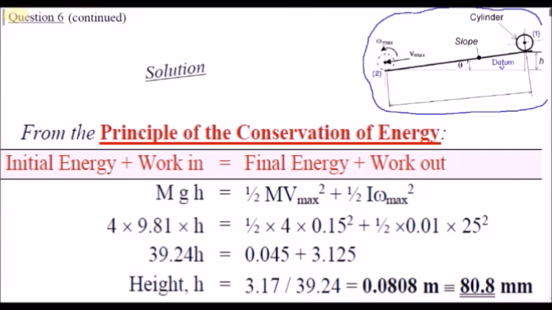Question 6, solution continued. So here's our principle of conservation of energy. On the left-hand side of the equation, we've got the potential energy at position 1. So that's the mass of the wheel and axle, 4 kilograms, multiplied by the gravitational acceleration, multiplied by the height, which of course we're trying to find, h.